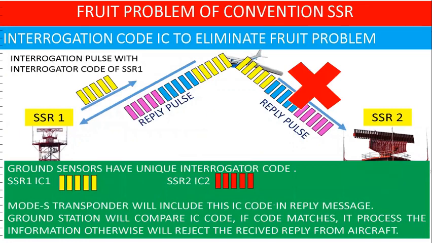The fruit problem is solved by the identification code. The identification code of a ground station is unique and it is contained in every interrogation sent to the aircraft. The MODIS transponder will include this interrogation code in its reply pulse. The ground sensor will compare the received identification code. If it matches, it will accept; otherwise it will reject. Thus it reduces fruit issues.